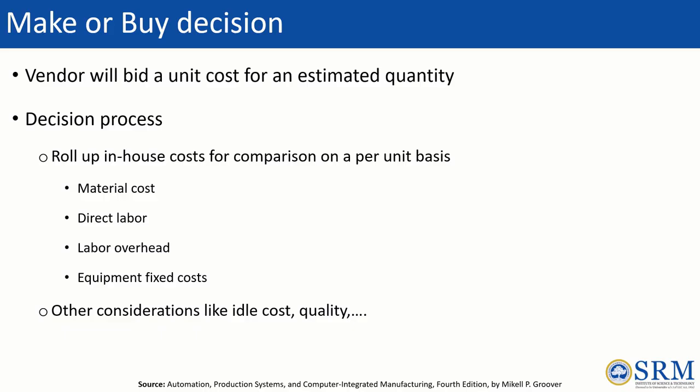The factors to be considered in make or buy decisions: when a supplier provides a quotation, the company must compare it with the internal manufacturing cost. Internal cost includes the material cost, direct labor cost, labor overhead, equipment fixed cost and other factors such as quality requirements and idle machine costs. These factors together determine whether manufacturing internally is economically viable.